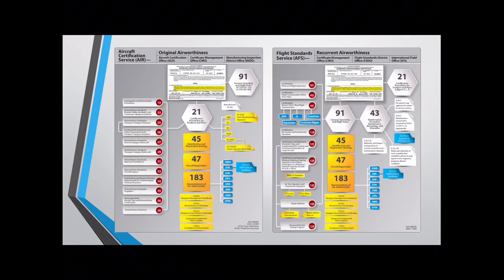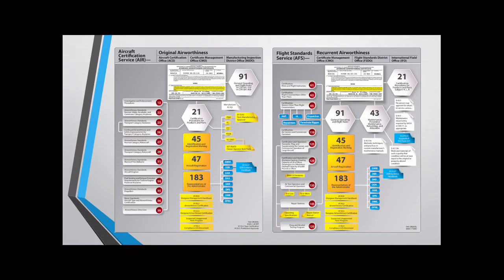An example of how this works: these two rather complicated diagrams that you see in your textbook in the 8083, they're difficult to understand, but they make a little bit of sense here with some explanation. We'll take a look on the left side with original airworthiness.